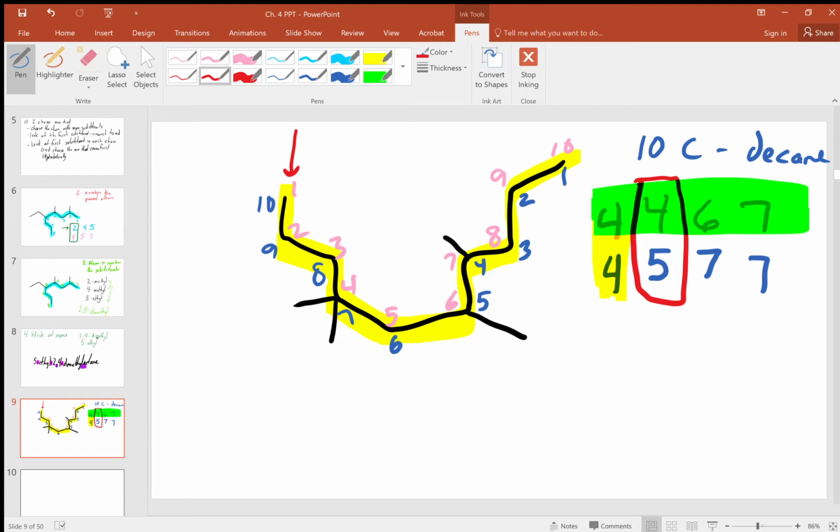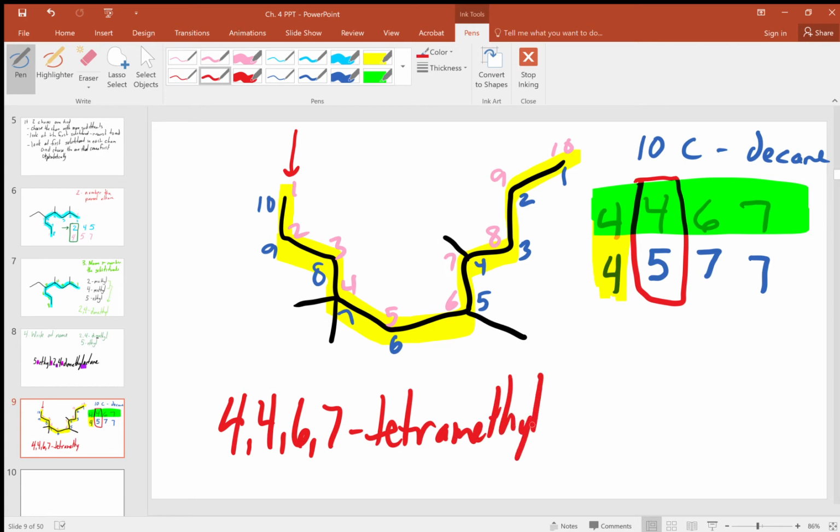All right, so each of our 4 substituents in this molecule are actually only 1 carbon. So we have a total of 4 methyl groups. The prefix for methyl is tetra. So this just becomes 4, 4, 6, 7 tetramethyl decane.